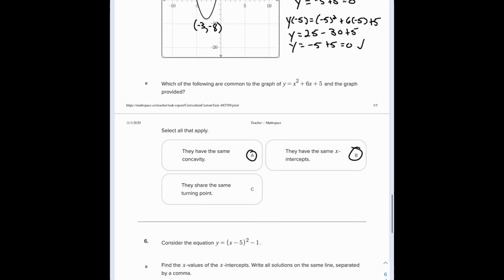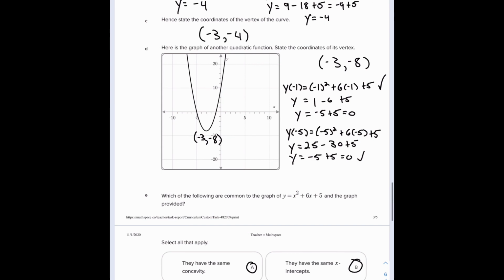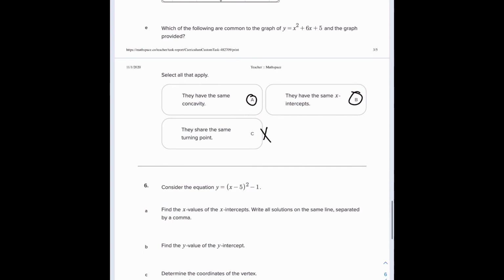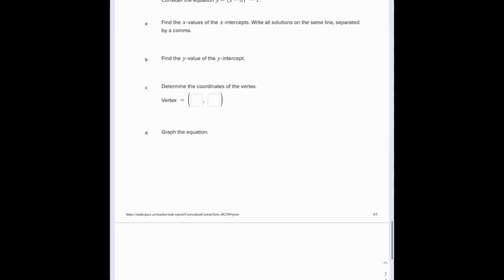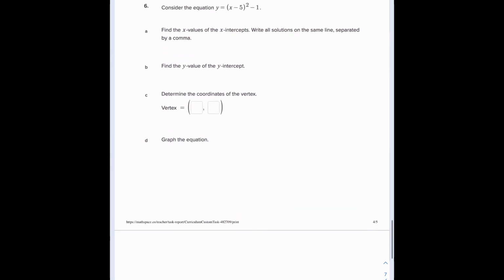Now this one asks, do they share the same turning point? Well, that's the same as asking if they have the same vertex. So look at the coordinates: this vertex is -3, -8. And this is -3, -4. So no, they do not have the same turning point. So A and B are correct, and C is not. Now we're on to number 6, the last one. Let's take a crack at it.